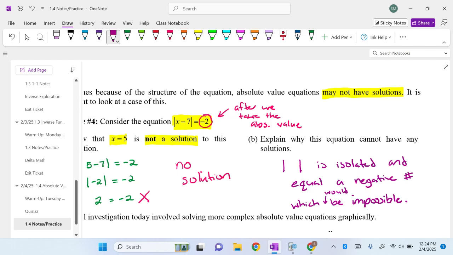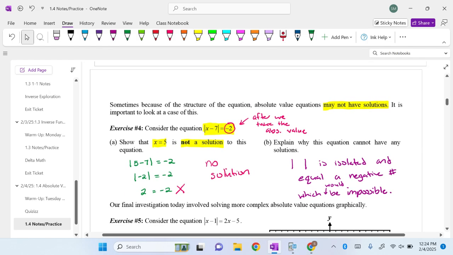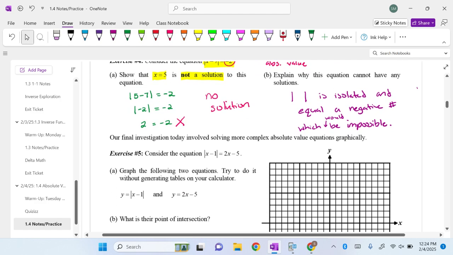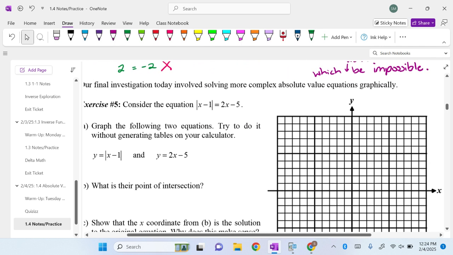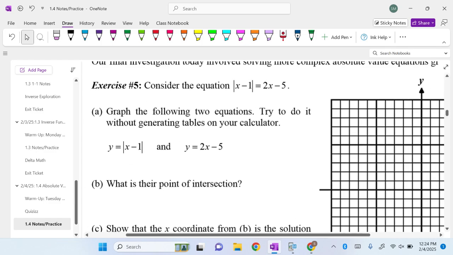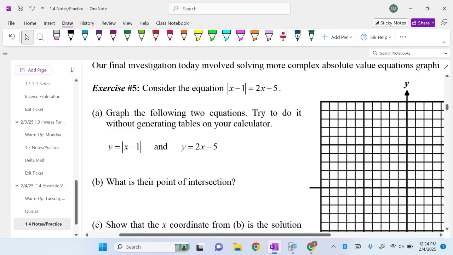So, those are those types of absolute values. Now, let's look at some more complex ones. First things first, we're just going to do this graphically. Remember, you have access to Desmos. So we're just going to do these graphically. Now, let's generate some tables from our calculator to get these two equations.